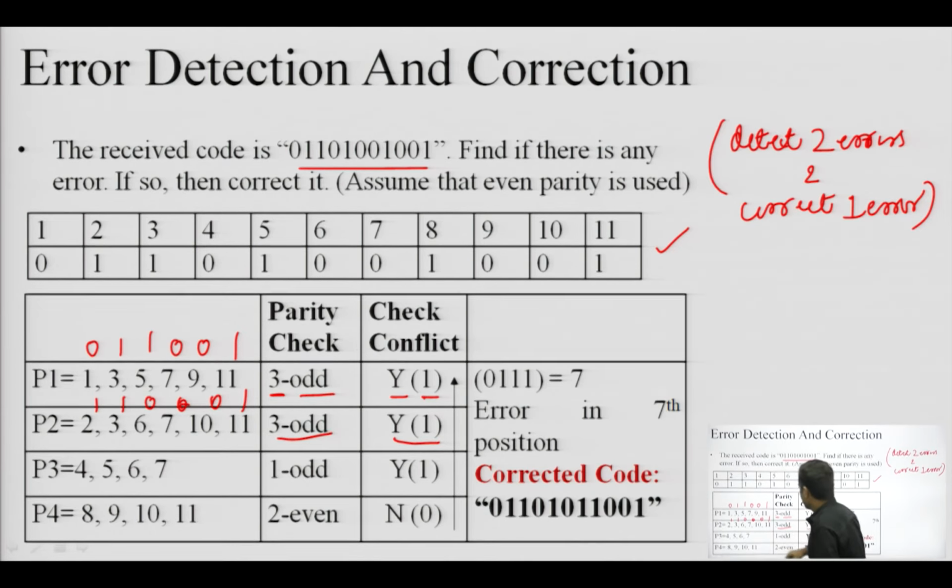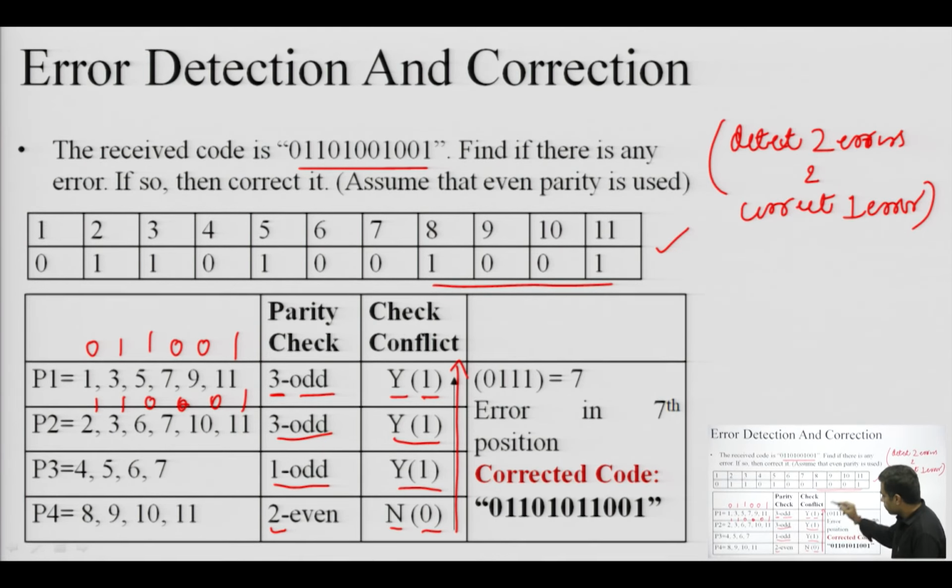Similarly, if I check 4, 5, 6, 7, there are 0, 1, 0, 0. So, there is only a single one which is odd, again I am getting the conflict. So, I have replaced yes by 1. And the last case, 8, 9, 10, 11, these 4 values, if you check, there are 2 ones, which is even, that means there is no conflict, and this no is replaced by 0. So, arranging these conflicts in the reverse order of generation, I get 0 1 1 0 1 1.